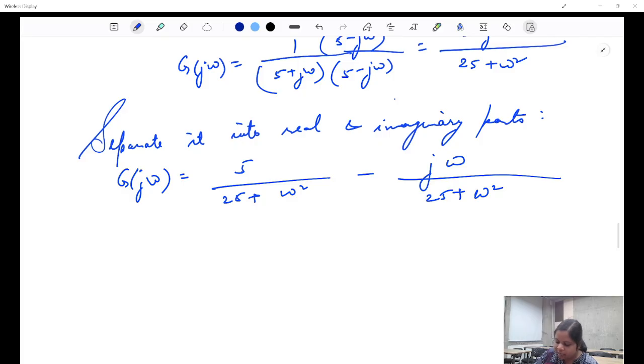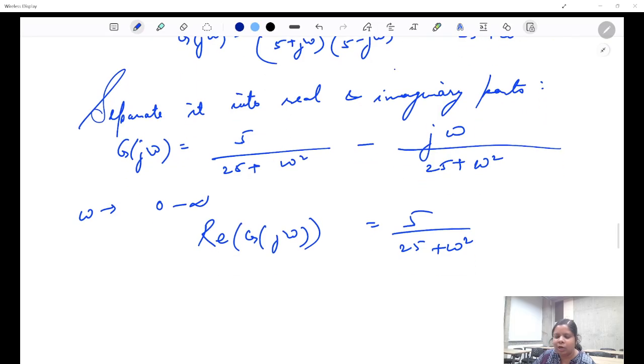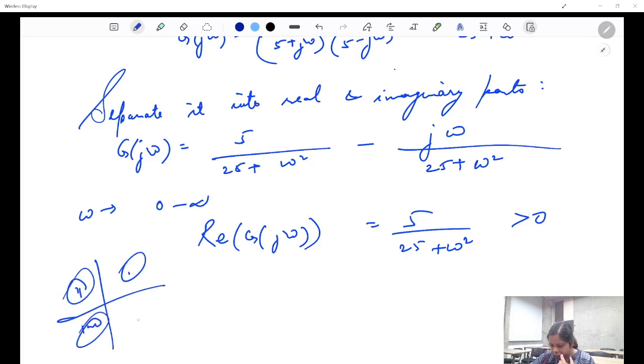So we know that our omega is going to vary from 0 to infinity. Our real part of G of j omega is 5 upon 25 plus omega square. As omega varies from 0 to infinity, this is always going to remain greater than 0, right? So it is definite that the real value is positive. So it's going to lie either in the first quadrant or in the fourth quadrant, right? This is first, second, third, fourth. So it's going to lie either in the first or fourth quadrant.